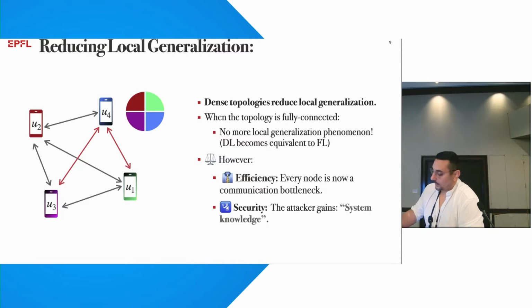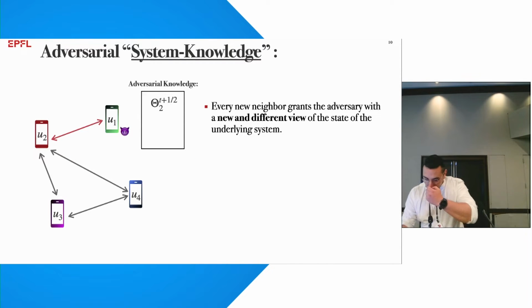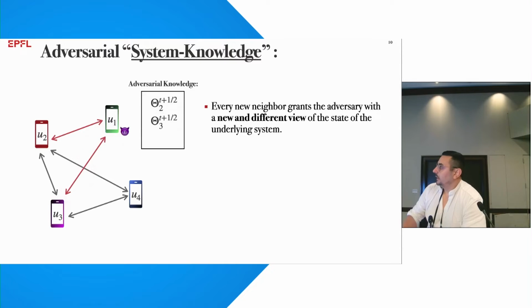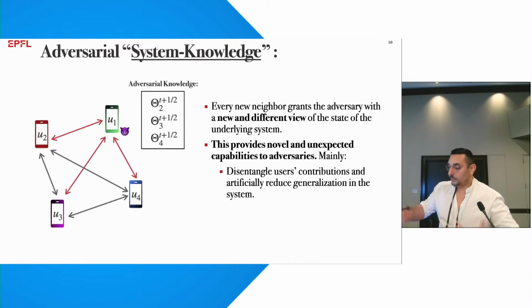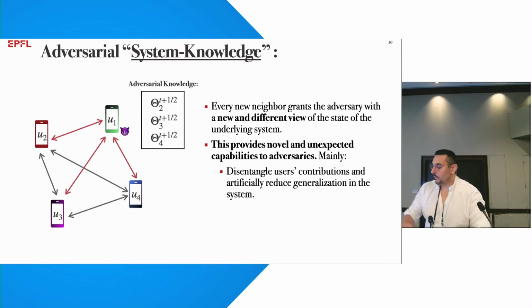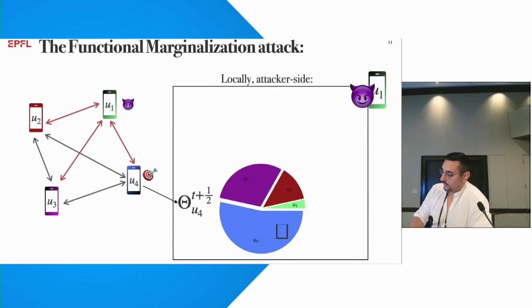But there is also a security issue, because now the attacker is collecting what we call system knowledge. And the idea here is that, very generally, every time that an attacker connects to a new user, the attacker gets new information about the system in the form of model updates. And when the attacker has collected enough information, they can exploit this information in order to create even more powerful privacy attacks. In the paper, we implement this intuition, creating an attack that we call the functional marginalization attack.